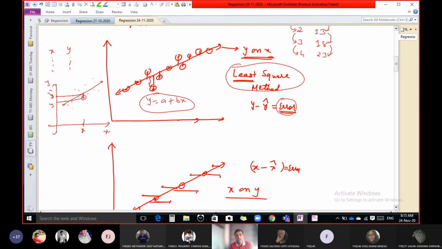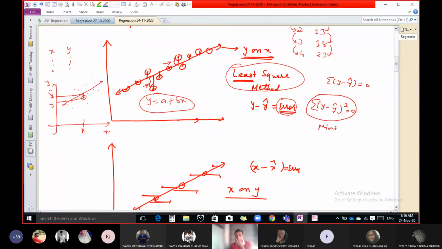This difference is known as error. Maybe this is a positive error, this is a negative error, depends. Because of these positive and negative errors, if we add all these values, we will always get 0. So to remove the sign, we have to take the square. We have to take the square of this error and add them. If this total is minimum, let us say 0.